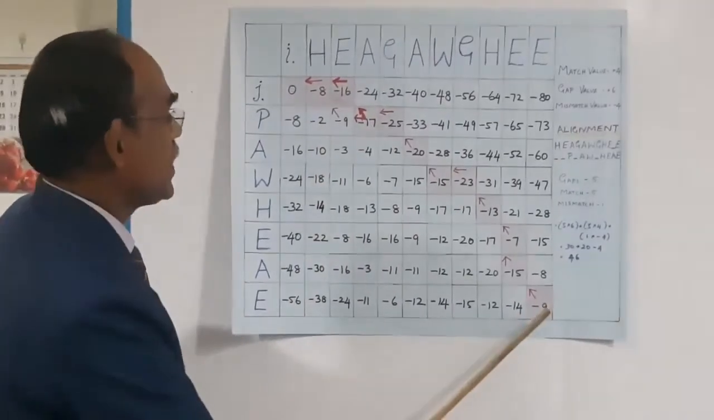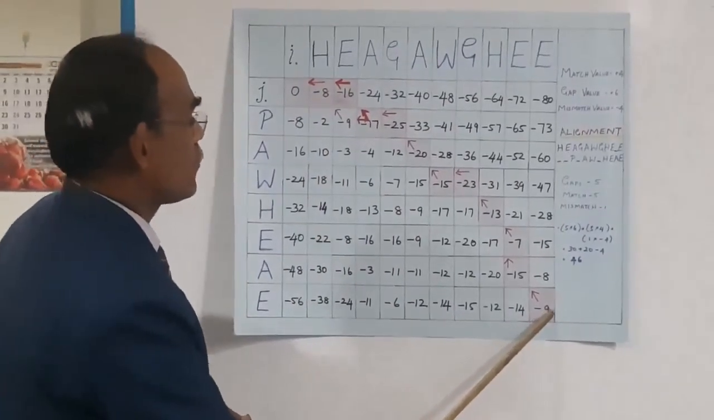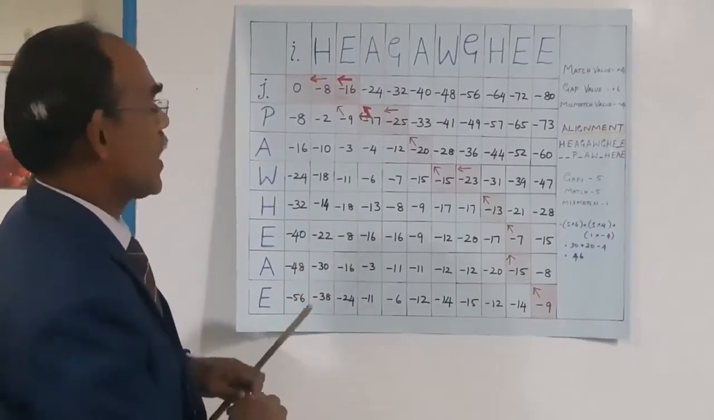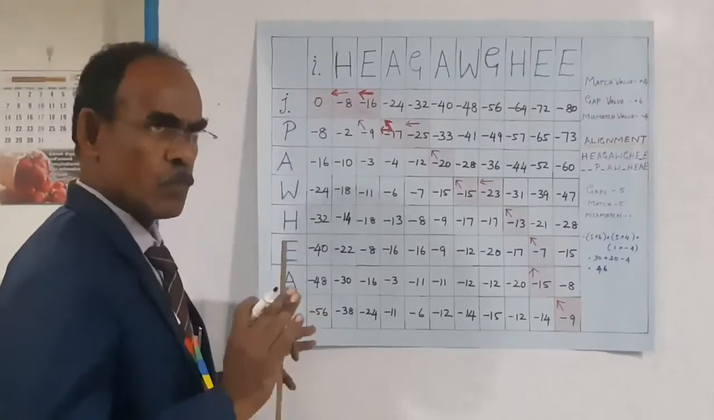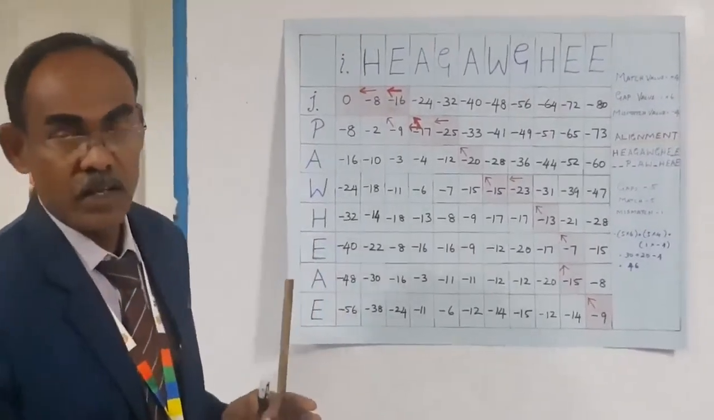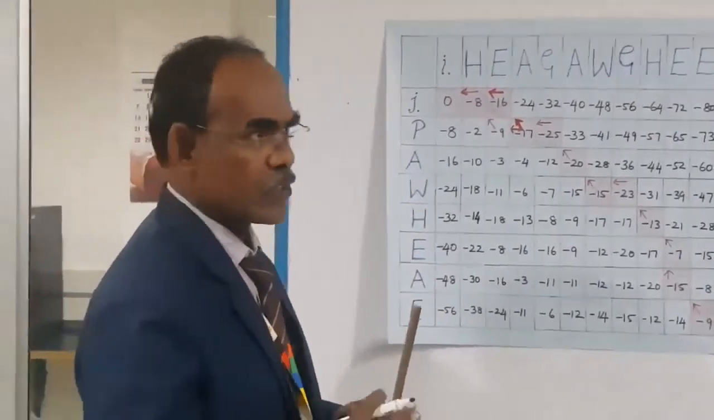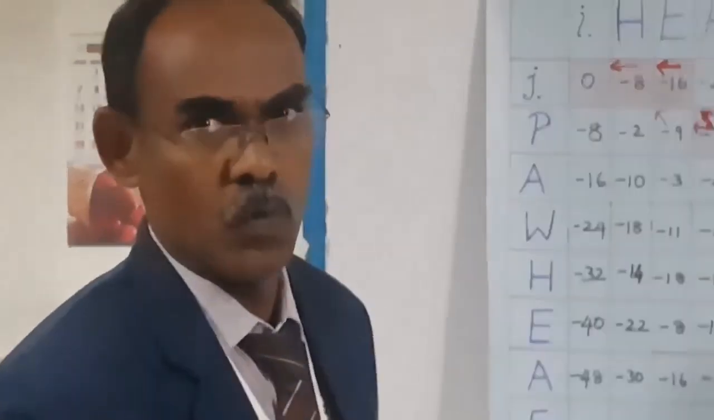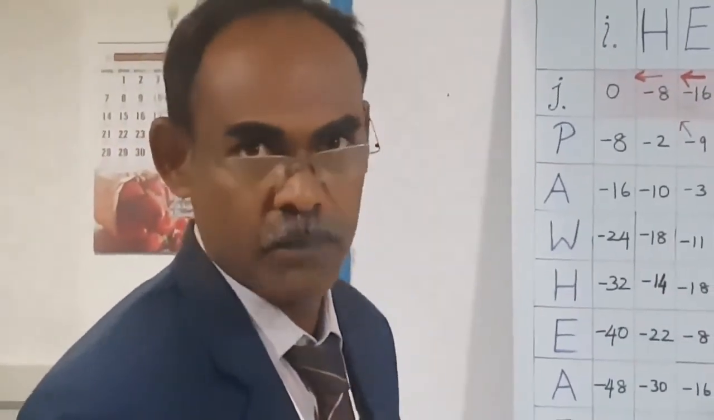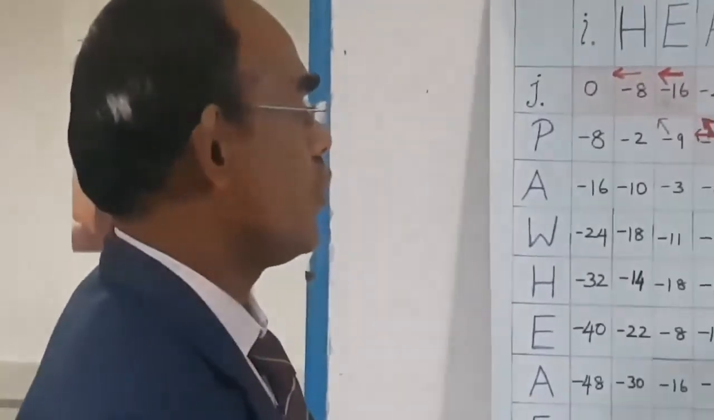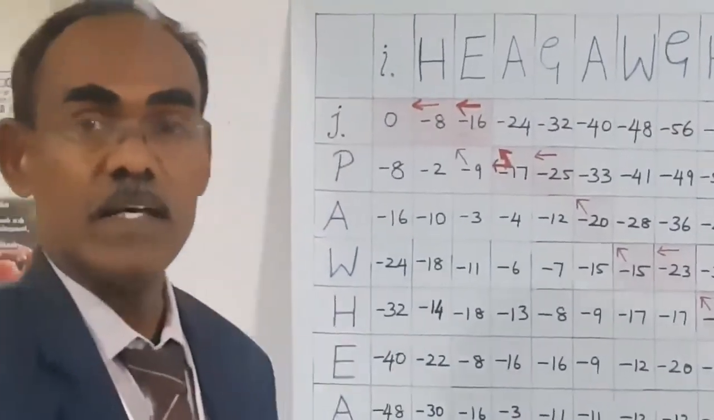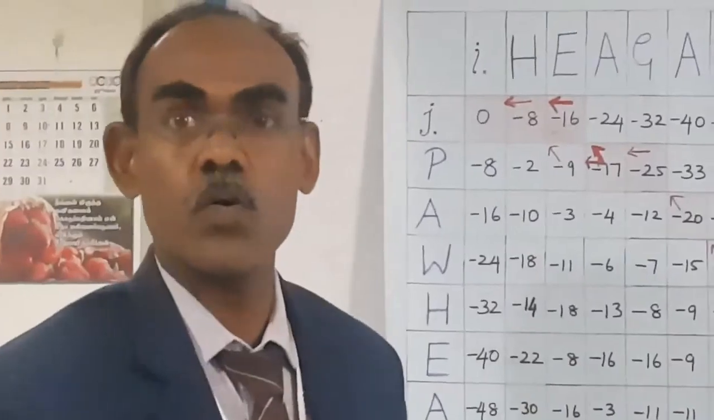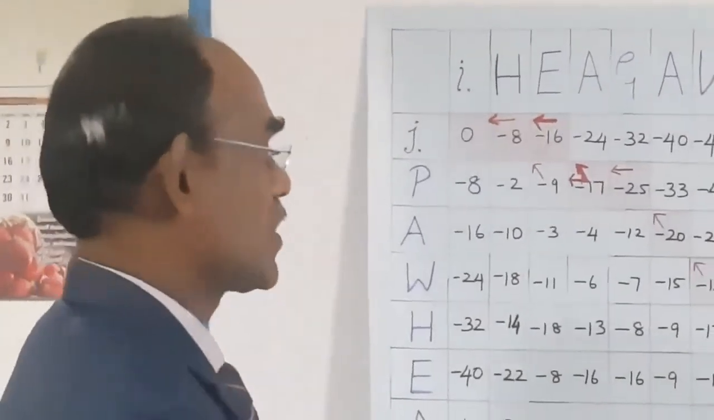See here, from this corner, since the arrow is moving diagonally, it indicates there is a match. If it is moving up, that is a vertical move, it indicates there is a gap in the upper string. And if the movement is horizontal, it indicates there is a gap in the second string, that is the lower string. So let us start this alignment program.